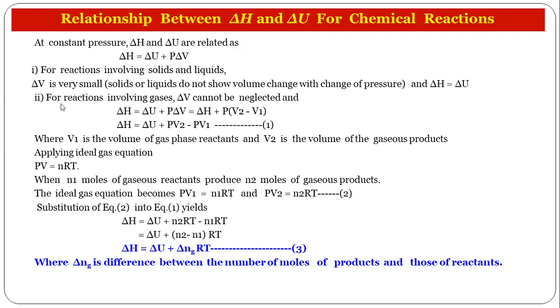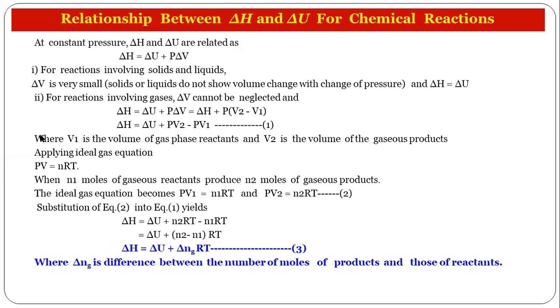Then for gaseous reactions, delta V cannot be neglected because you have to consider the change in volume. This delta V value is very important in the case of gaseous reactions because it can be large, not like solids and liquids. So again, we write this equation, delta H is equal to delta U plus P into delta V, where delta V is V2 minus V1. We have to put in this value of V2 minus V1. So this equation becomes delta U plus P V2 minus P V1.